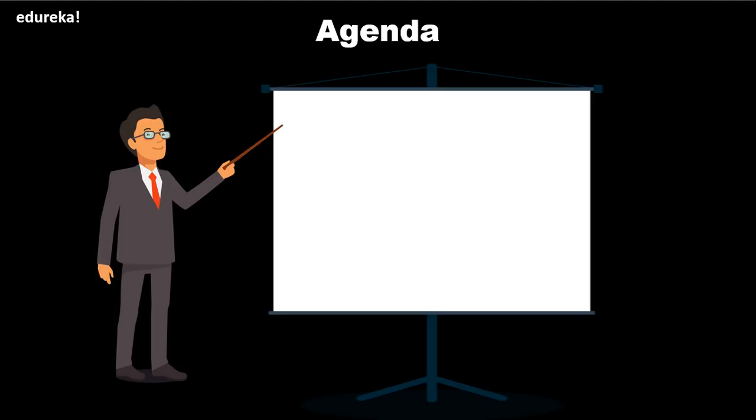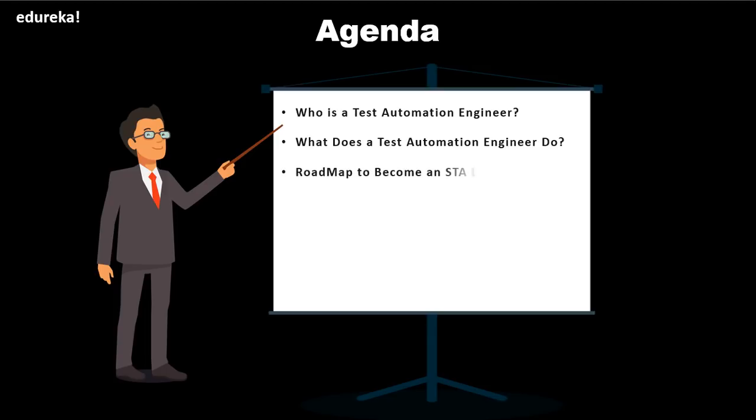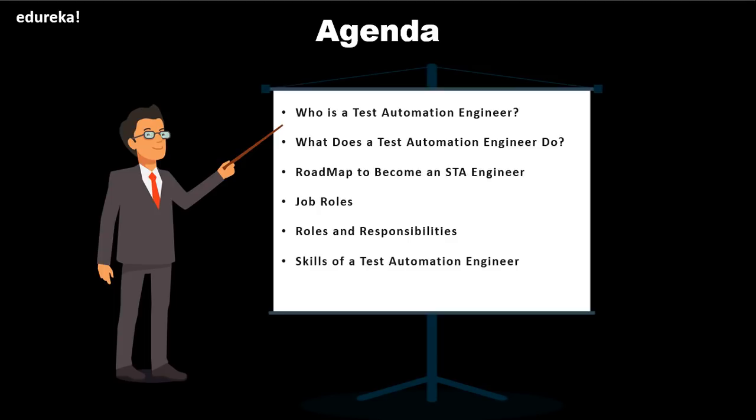So today I will guide you on how to become a test automation engineer. So let's have a look at the agenda for today's session. First we will see who is a test automation engineer and then we will see what they exactly do. Next up, we will have a look at the roadmap to become a test automation engineer. And then we will know about the various job roles and the required skills for an automation engineer. Then we will move on to the various roles and responsibilities and also know about all the skills that you must have in order to become a test automation engineer. Finally, we will have a look at the various companies hiring test automation engineers.